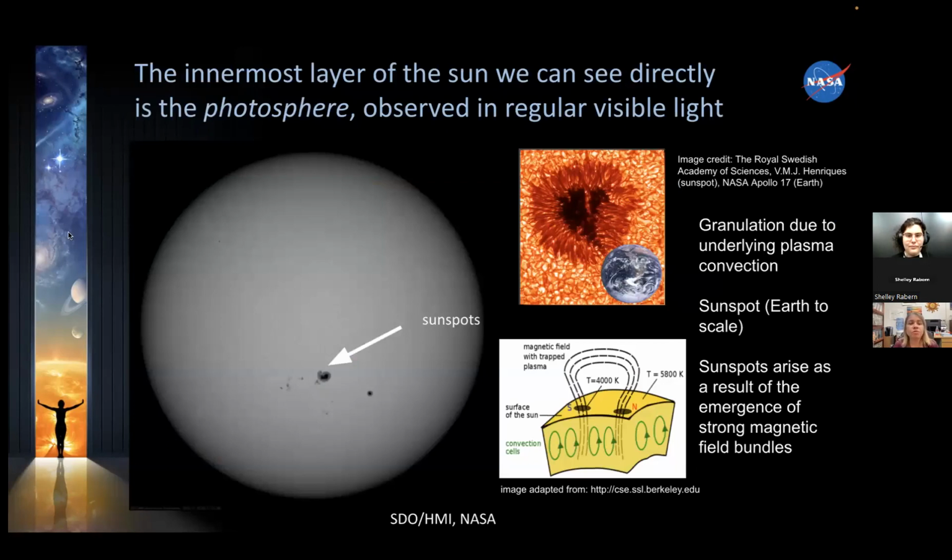And so the innermost layer of the sun that we can see directly is the photosphere, and it's called the photosphere because we are observing it in regular light. That's how we see the sun. This image is a special filter.